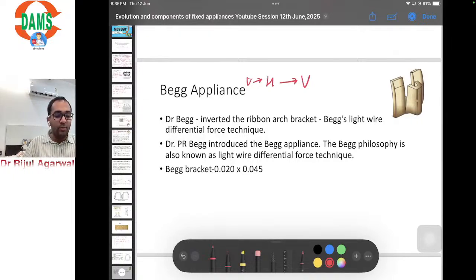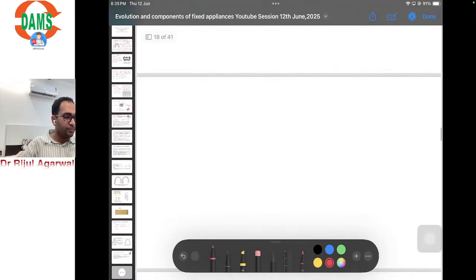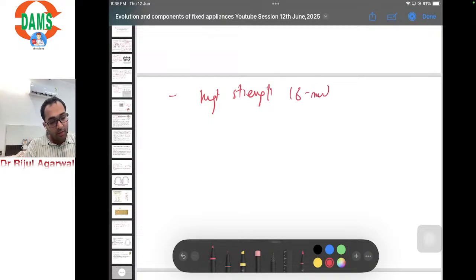The slot dimension of the Begg bracket was 0.020 by 0.045. I hope I am clear. He used high strength 0.016 inch circular stainless steel wire. So from rectangular he again jumped back to circular wire.